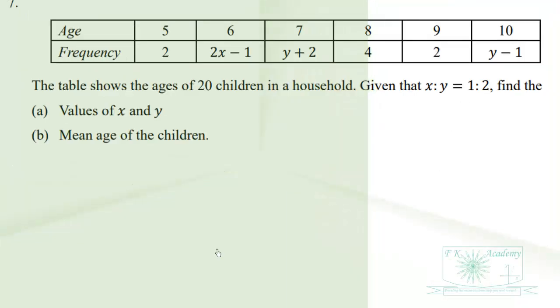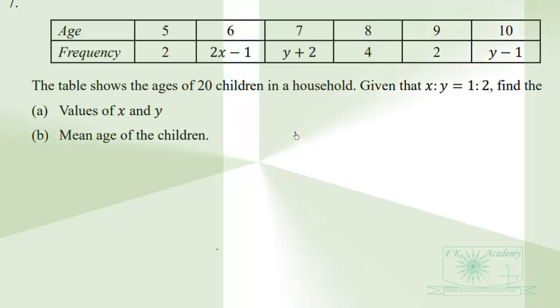Now let's look at question number 7. The table shows the ages of 20 children in a household. Given that x is to y is equal to 1 is to 2, find the value of x and y, and the mean age of the children. So we need to add all to see what is going to give us. It must give us 20 children in a household.